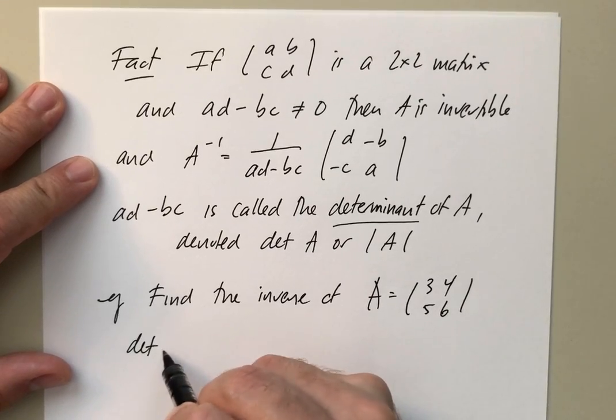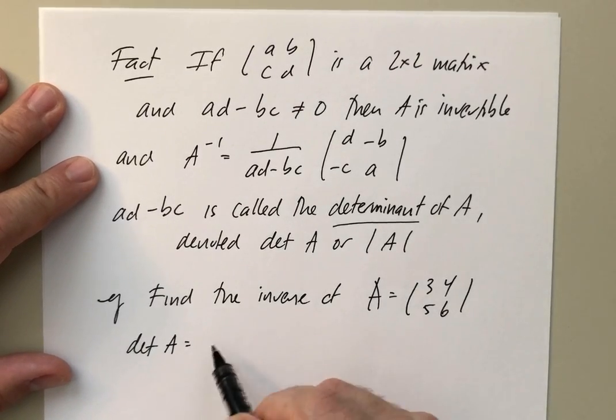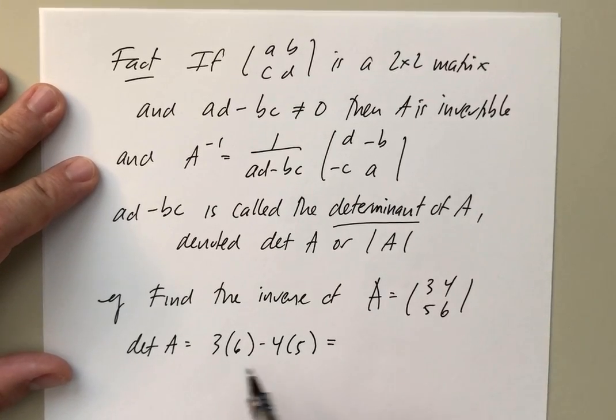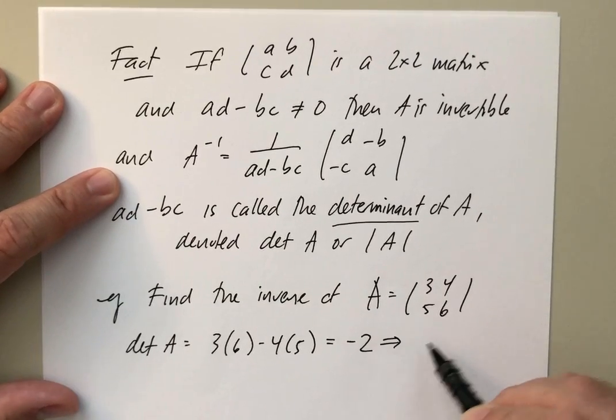Well, we want to look at det A, which is 3 times 6 minus 4 times 5. This is the determinant that I care about. And indeed, that's minus 2, so this implies it is invertible.